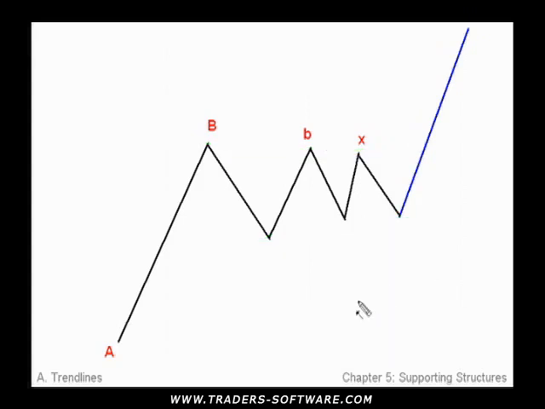Now, since we're putting our protective sell stop one tick below this pivot low, it should be higher than the previous pivot low. Also, that would give us a sense of higher pivot lows as we make a higher pivot high above X.